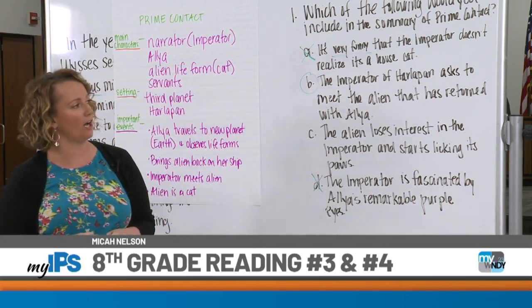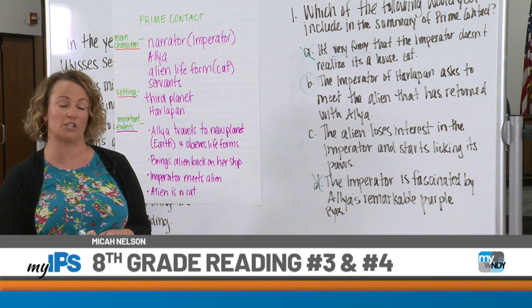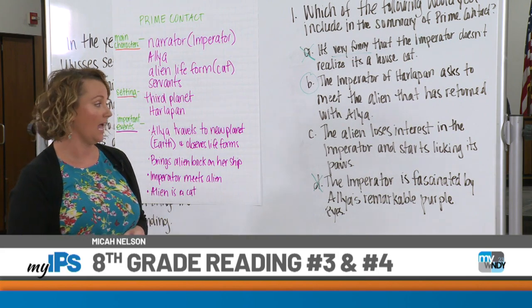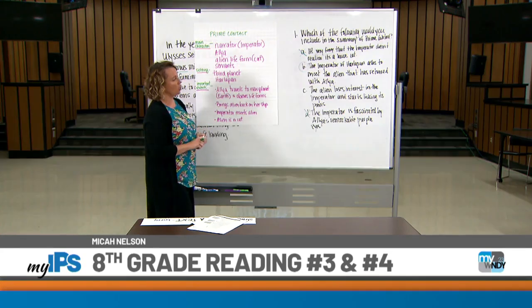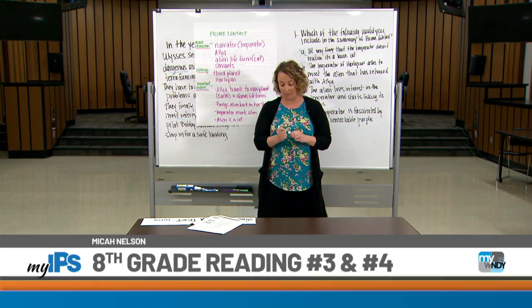The Imperator of Harlepan asks to meet the alien that has returned with Elia. And we wrote that here, right? The Imperator meets the alien. So that's why letter B is the answer.